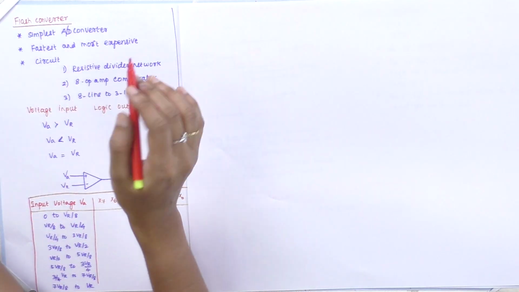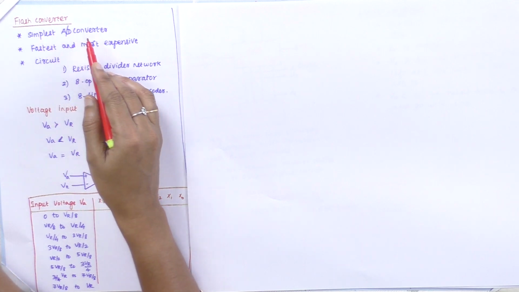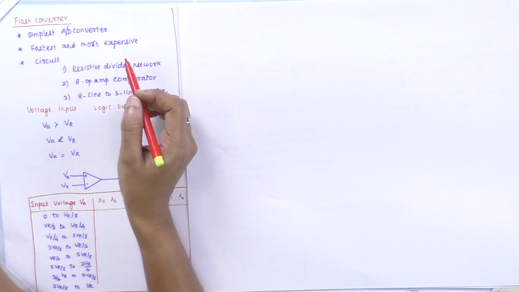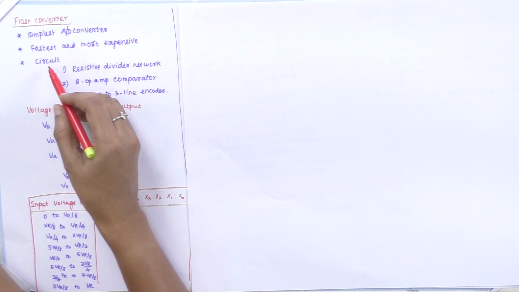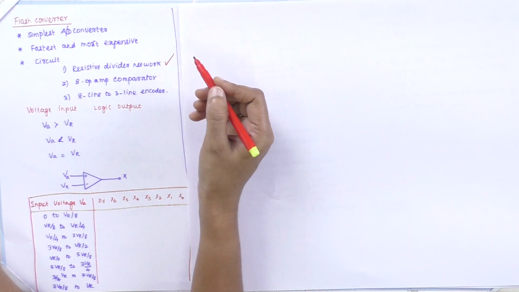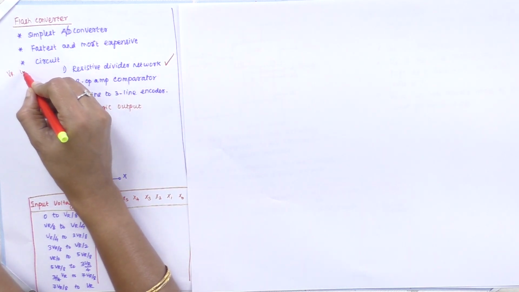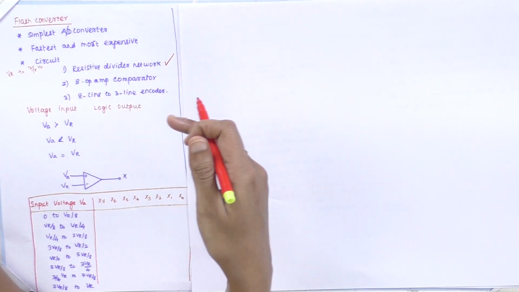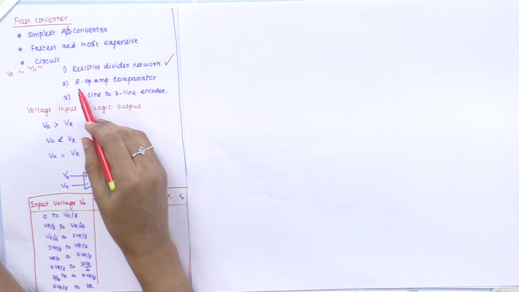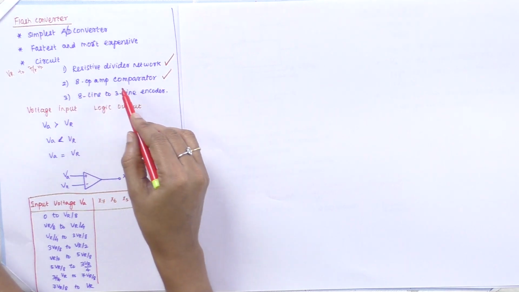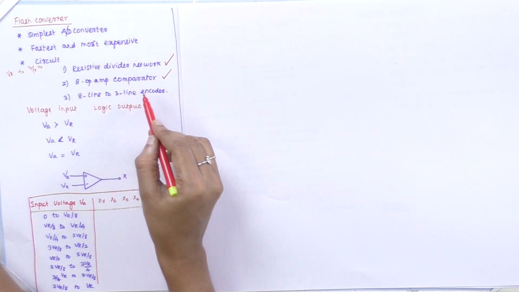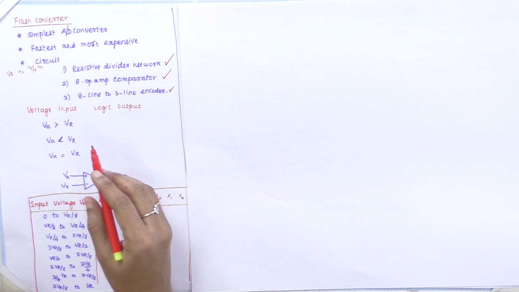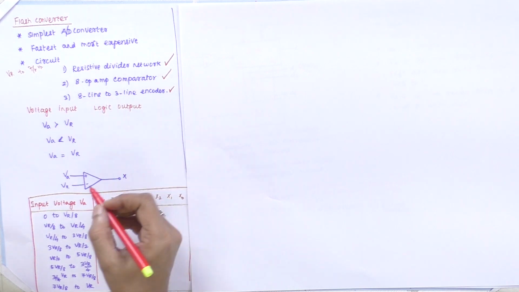As I mentioned, the flash converter continues here. It's the simplest A to D converter, the fastest, and the more expensive one. The circuit consists of a resistor divider network, giving VR, 7 by 8 VR, 6 by 8, 5 by 8, 4 by 8 and so on. Then we have 8 comparators and the 8 to 3 line encoder. These three are the main components used here.